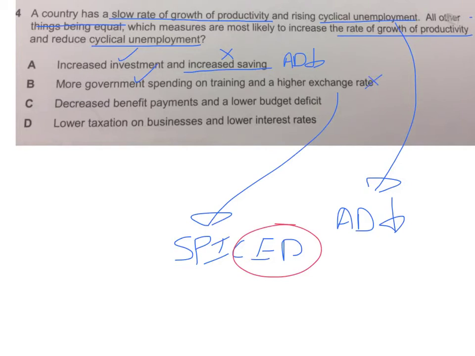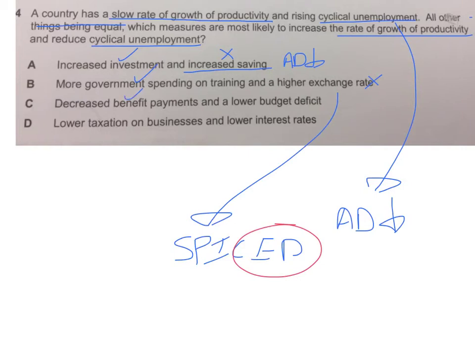Right, C, decreased benefit payments. Now, would that make people more productive? I think you could argue that it would, maybe. Could you? Because if there are less benefit payments, they're more likely to want to work. I'm going to say potential. I'm not sure. And then a lower budget deficit.